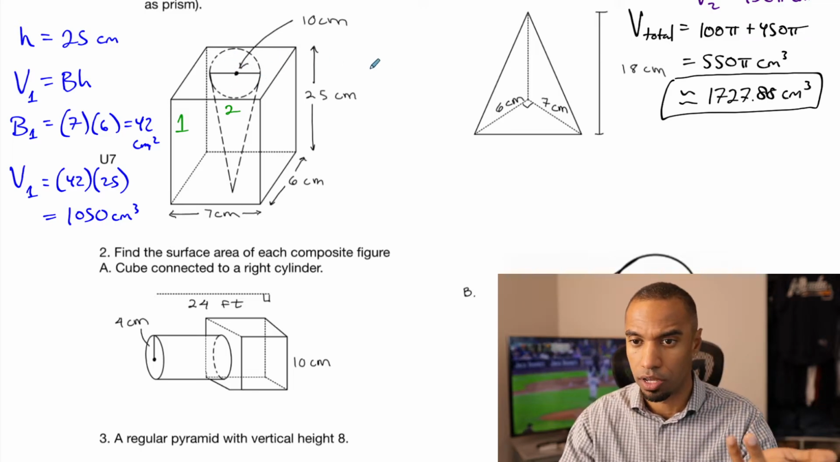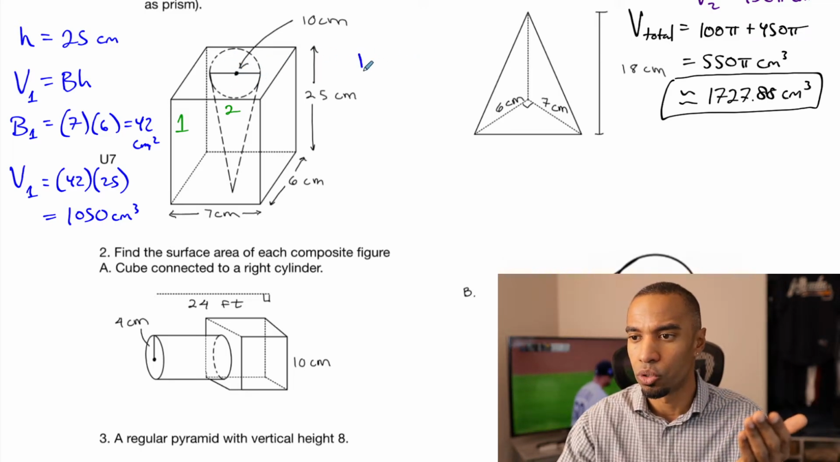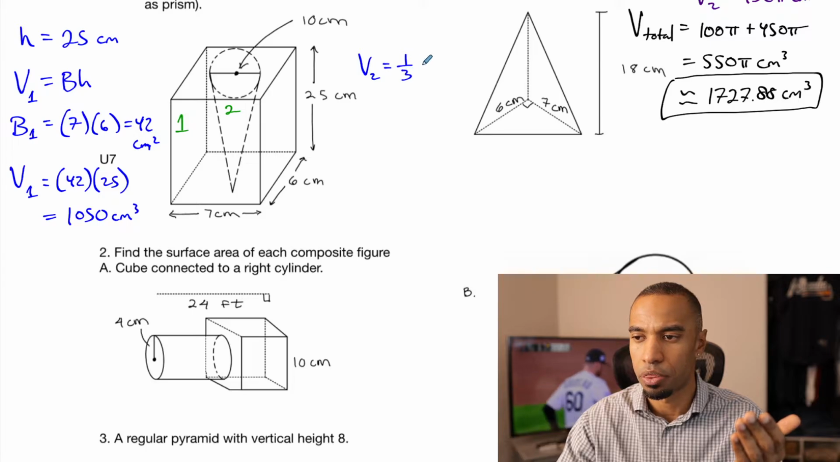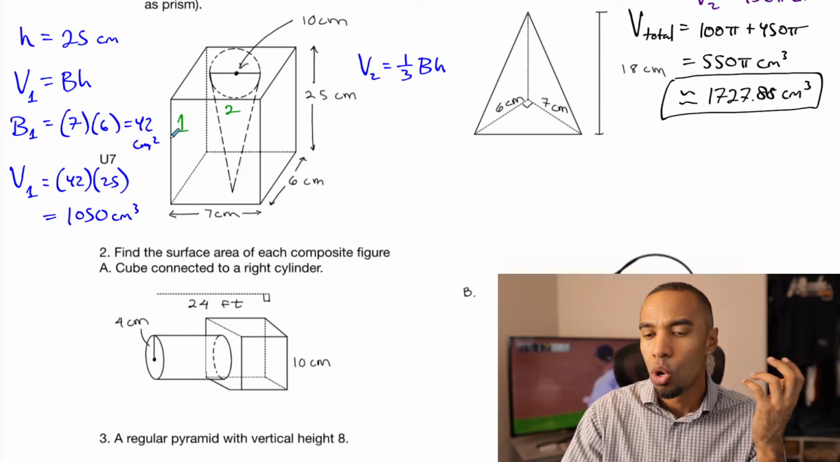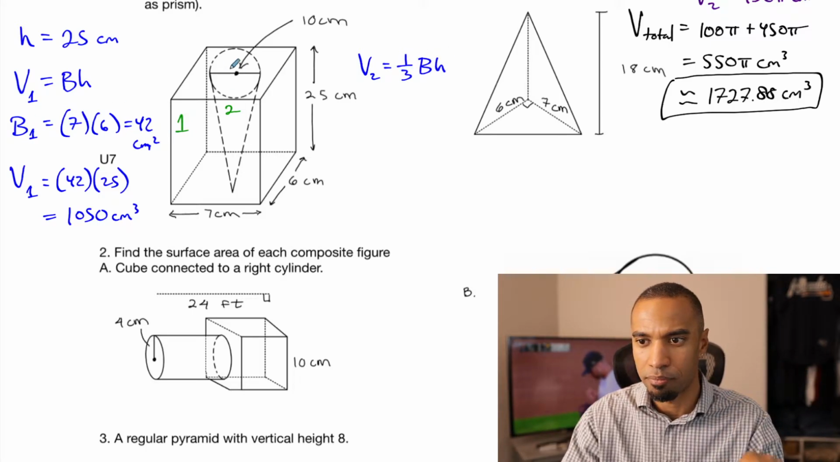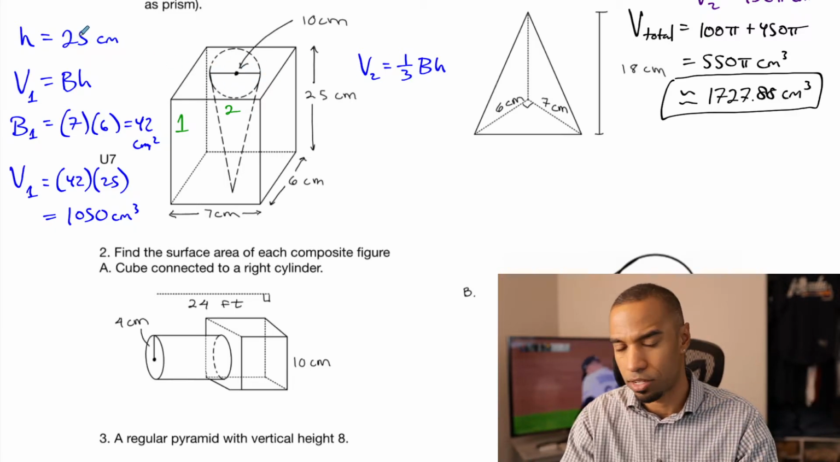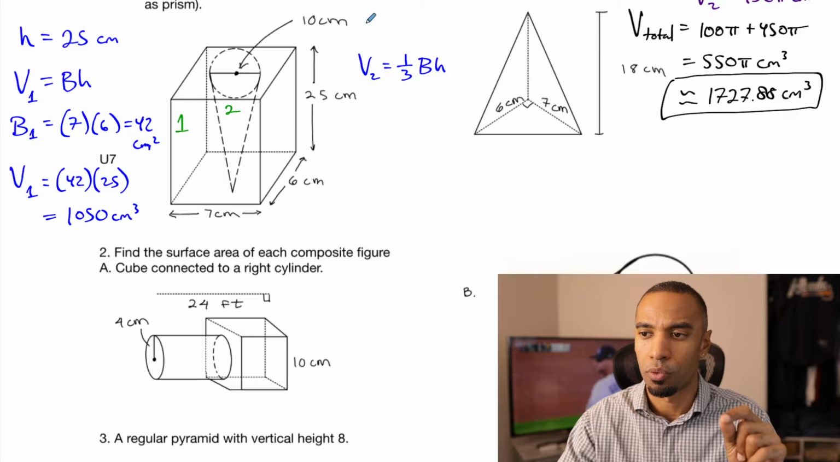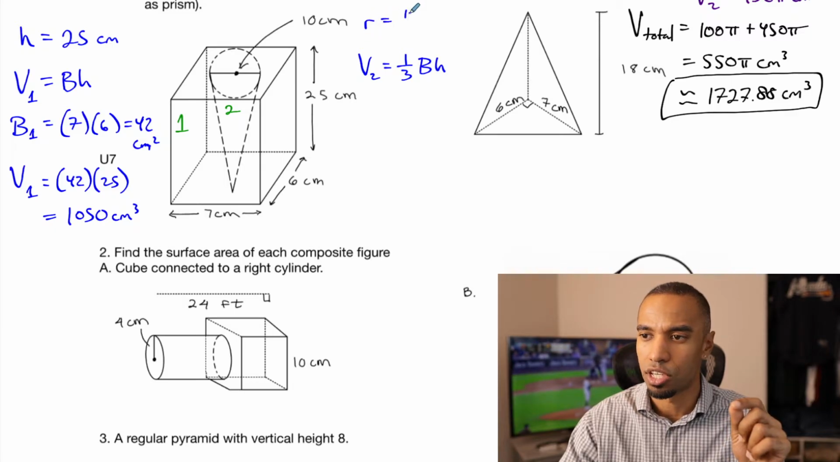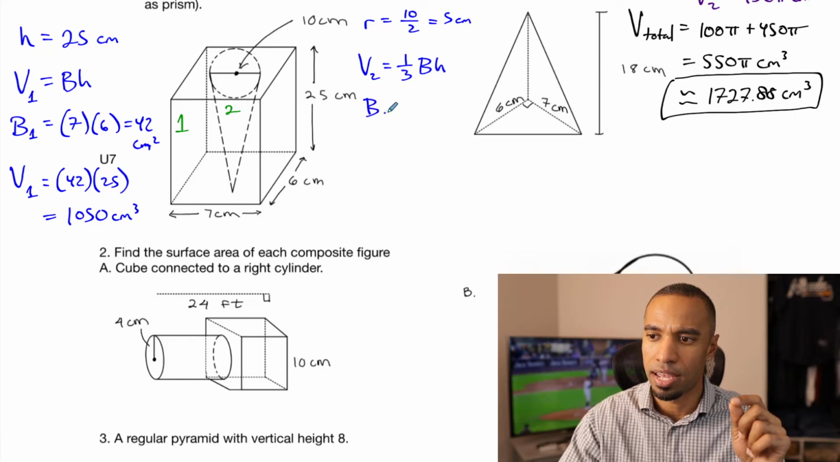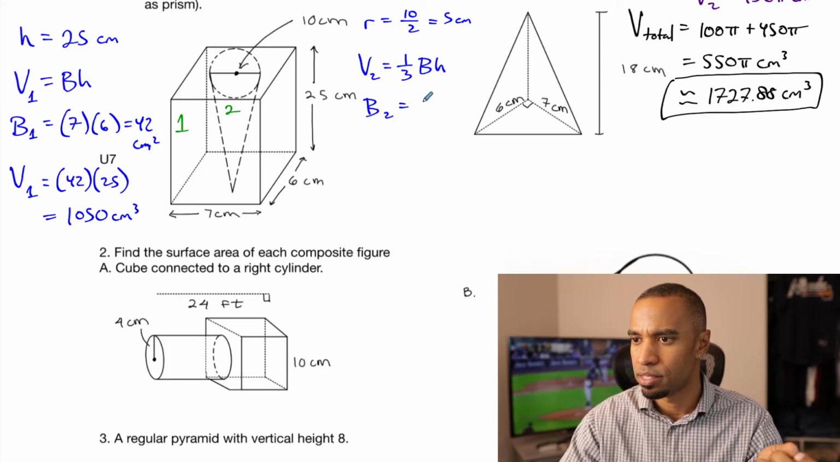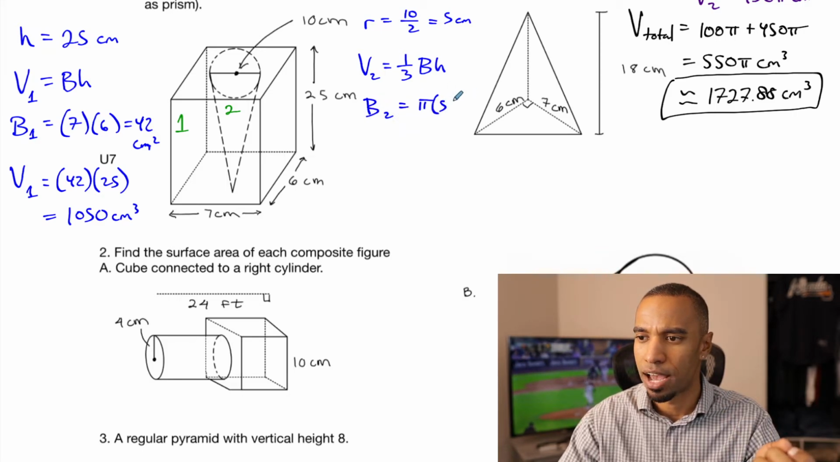Object 2, I'm going to call the cone there. So volume 2 is going to be, one more time, 1/3 area of base times height. This is a different kind of area of base now. Area of base is going to be pi r squared within here. We do have the height as 25 though. So the radius for this guy is going to be 10 over 2, which is 5 centimeters. So the area of base 2 is pi times 5 squared, which is 25 pi. I think we saw that before, square centimeters.